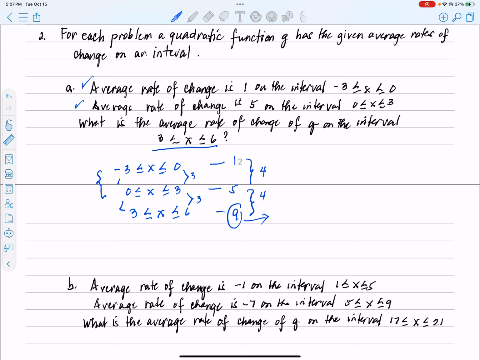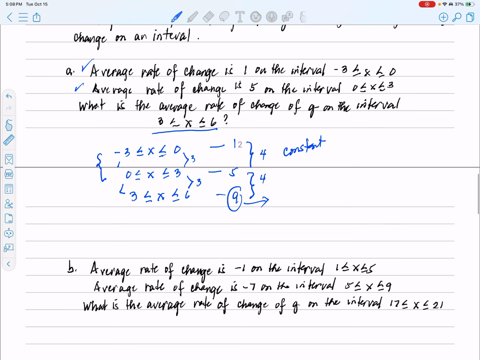We could say that the average rate of change of the function is constant for the equal length interval. So our interval has an equal length of 3.